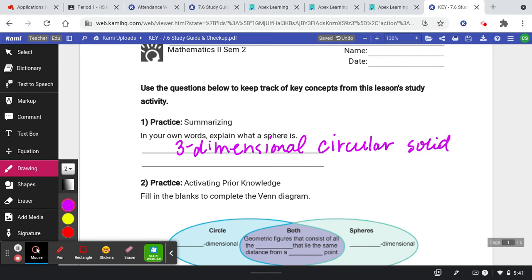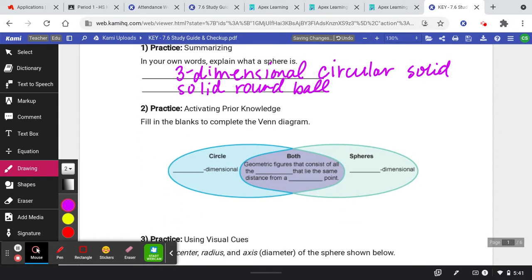And you might just think of it as a solid round ball. So any ball-shaped solid. And so now we've been studying circles. Now we're talking about spheres. What's the difference? A circle is two-dimensional and a sphere is a three-dimensional version of it. Both are geometric figures that consist of all the points that lie the same distance from a center point.